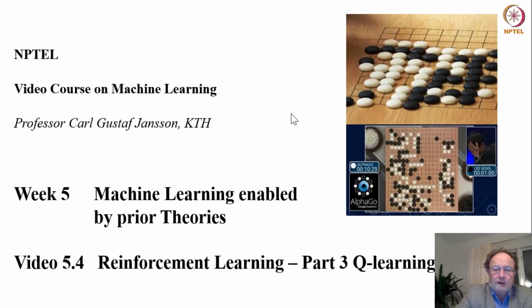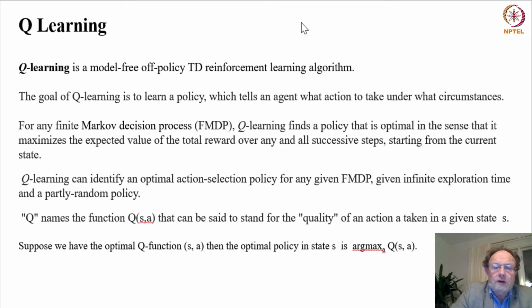Welcome to the third part of the lecture on reinforcement learning. This part will only be on a special temporal difference method called Q-learning. Q-learning is a model-free, off-policy, temporal difference reinforcement learning algorithm. The goal of Q-learning is to learn a policy which tells an agent what action to take under what circumstances.